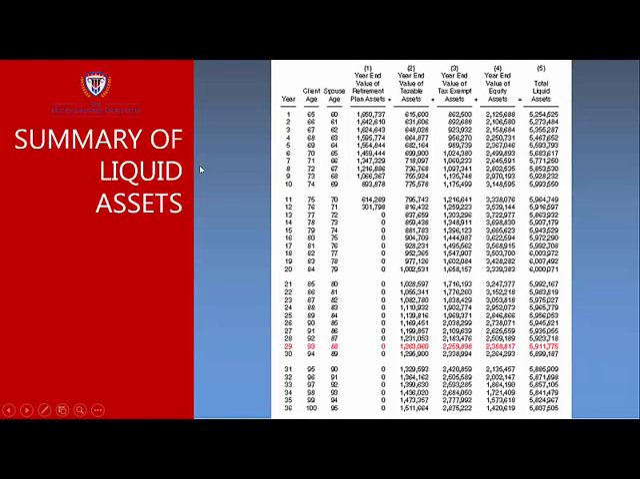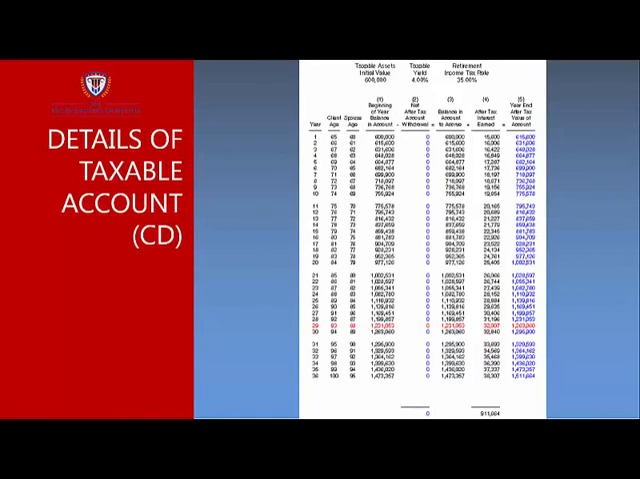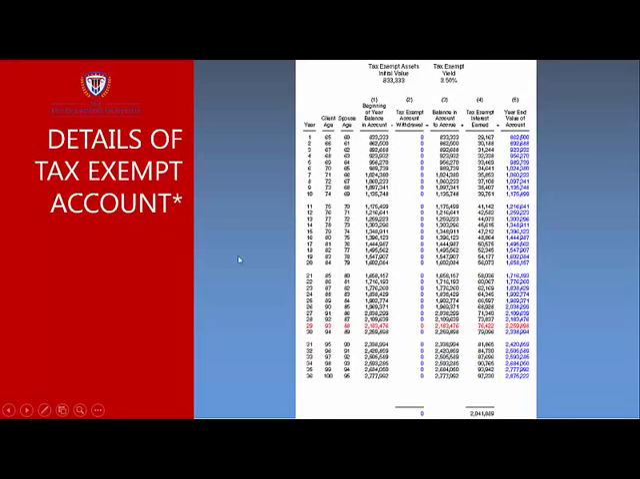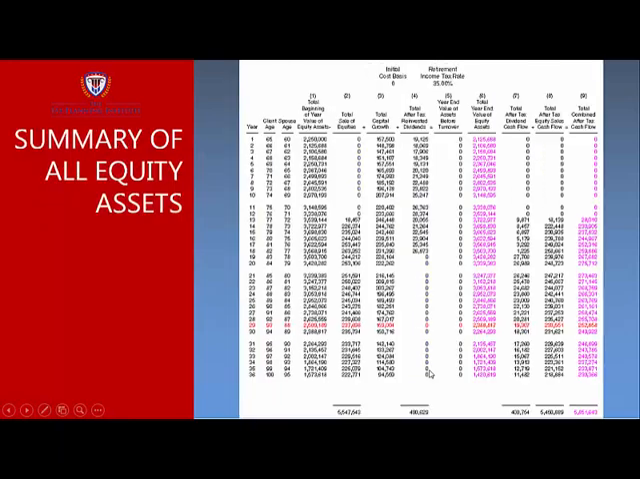So all of this is just a detail of what the summary showed originally, but it's important to know where you put these pages because a client is going to want to see some reconciliation and some justification, not just your summaries. This is the detail of the taxable CD account. If you'll notice, we never took any money out of there. We could have created whatever order we wanted to.